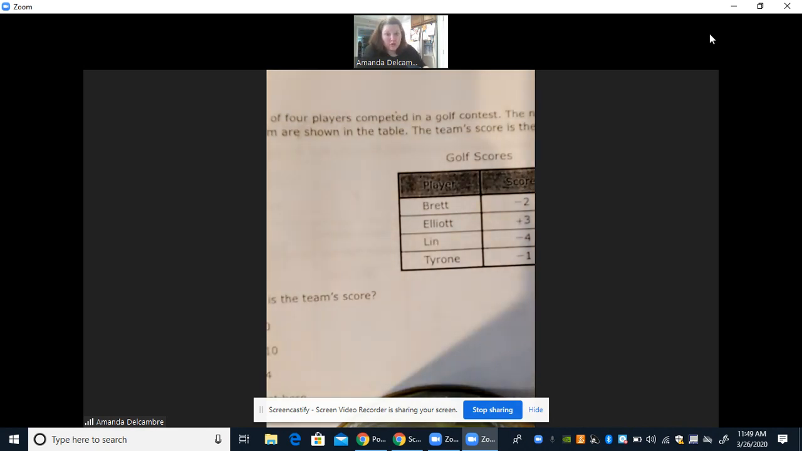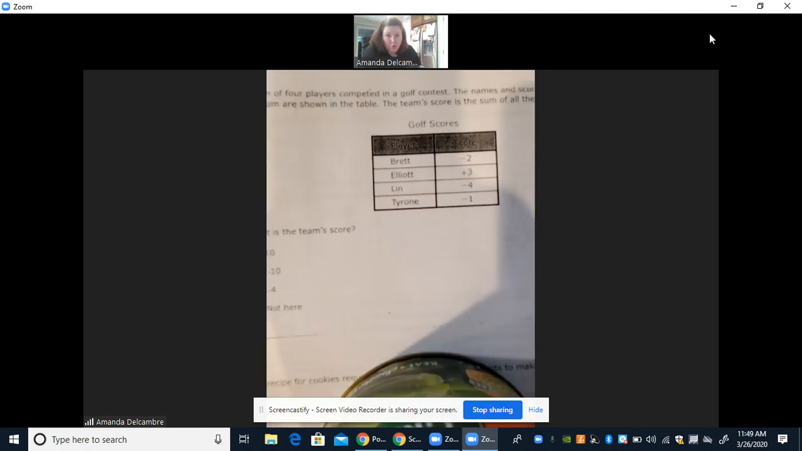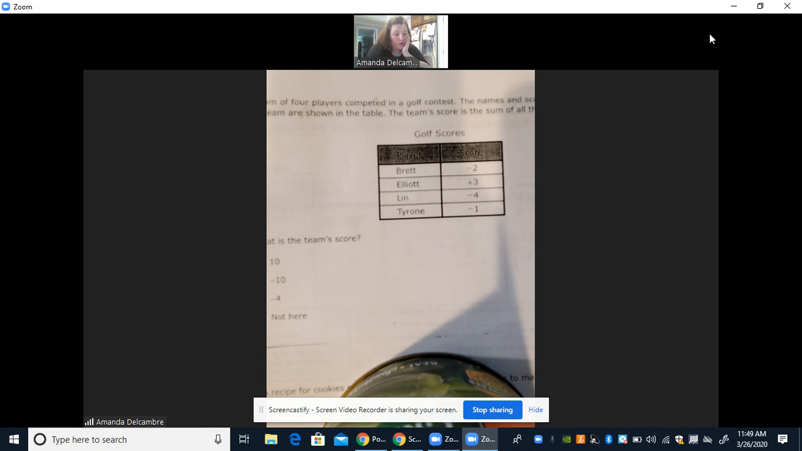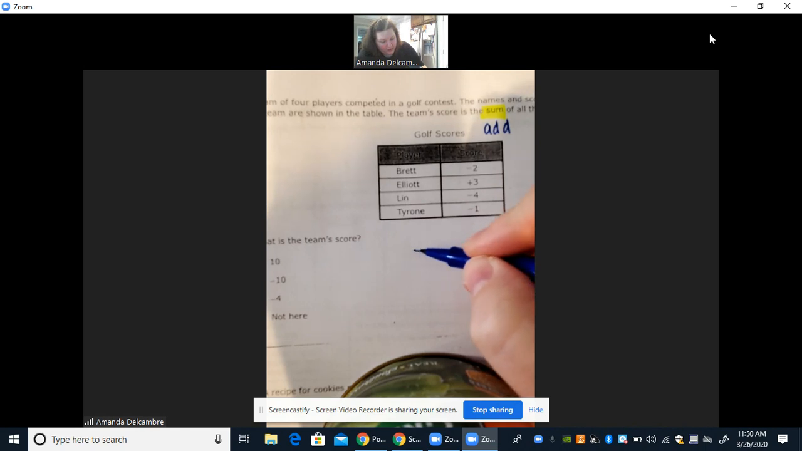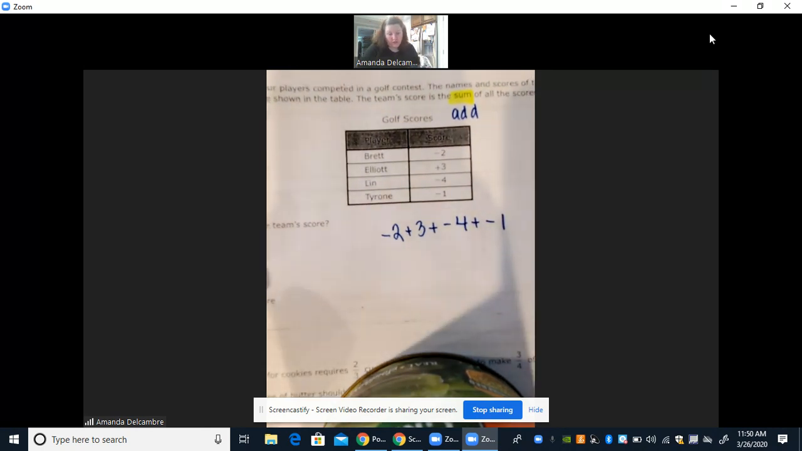Okay, there is a key word in here. Zoom this out a little bit so you can see. What is the key word to tell me what operation it is? Okay, if you said sum or if you highlighted sum, you are correct. Remember, sum is add. So we need to add these together. So what is a team score? Well, we need to add what Brett had plus Elliot plus Lynn plus Tyrone. So once you figure that out, you'll figure out what the team score is.